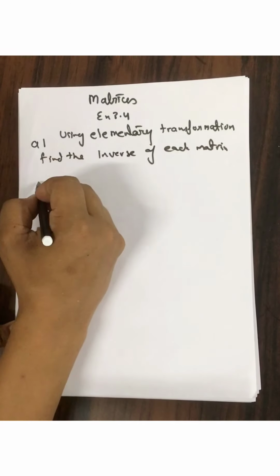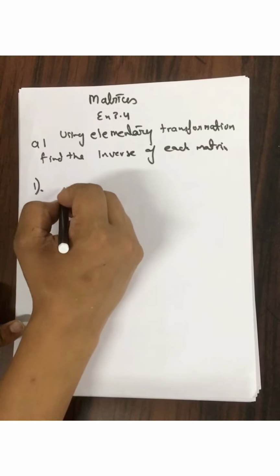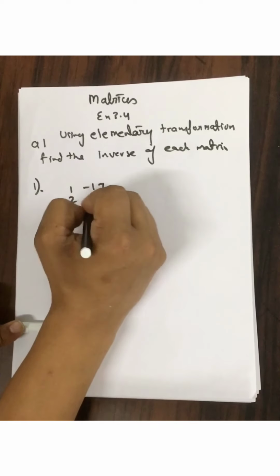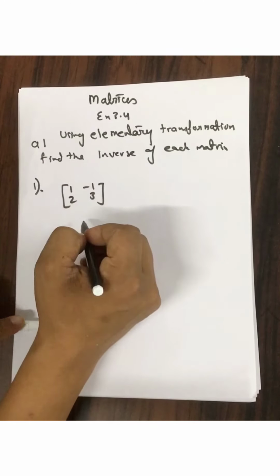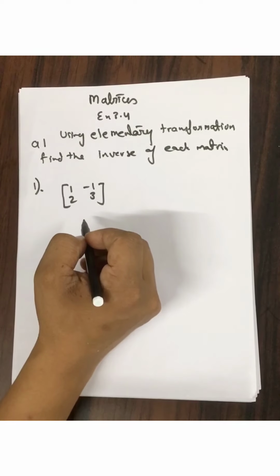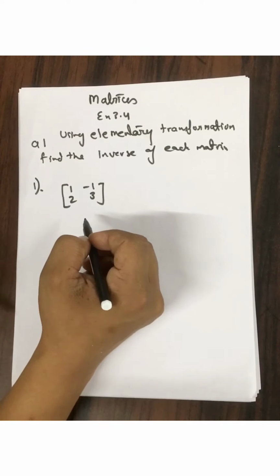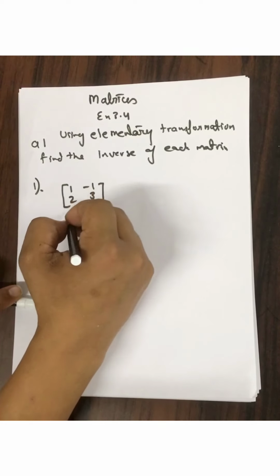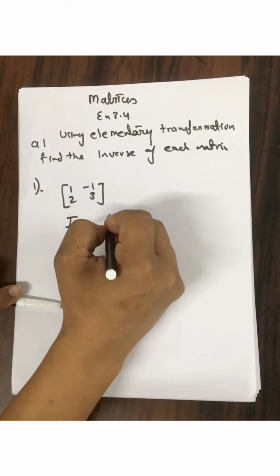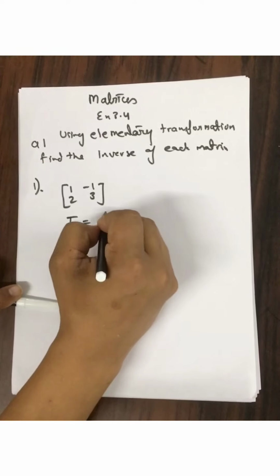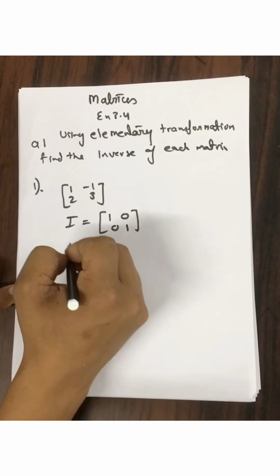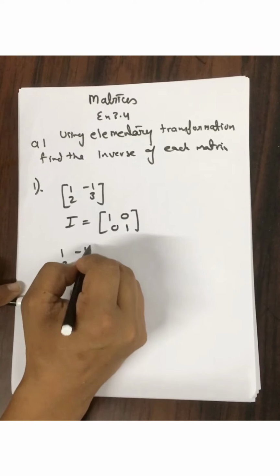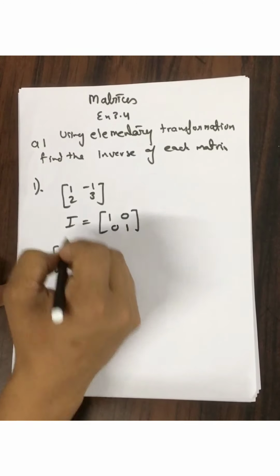It's a very easy topic and it's a very important topic also. Now, what is the method actually? Let me tell you. What we do, we know the value of I is 1 0 0 1. You know it? So we write this matrix 1 minus 1 2 3, right? This is suppose A.